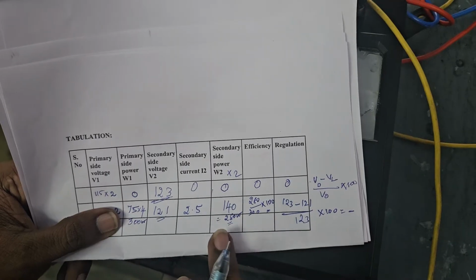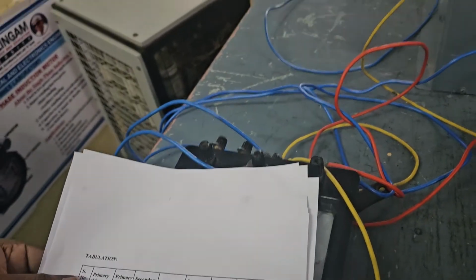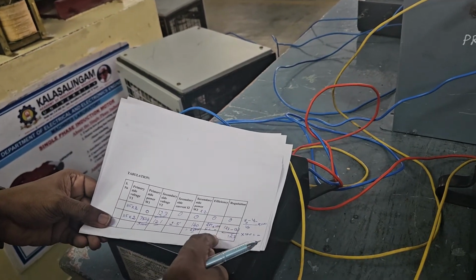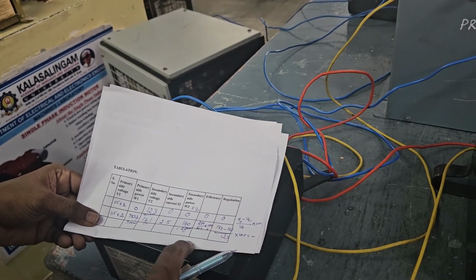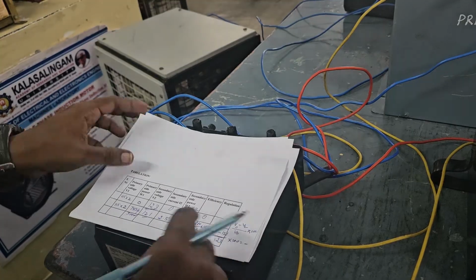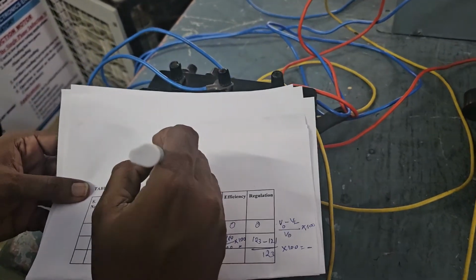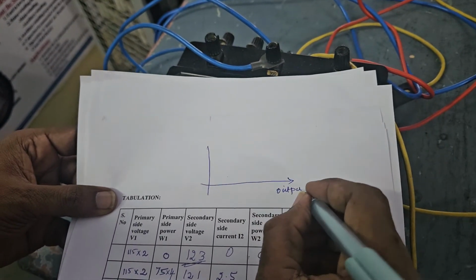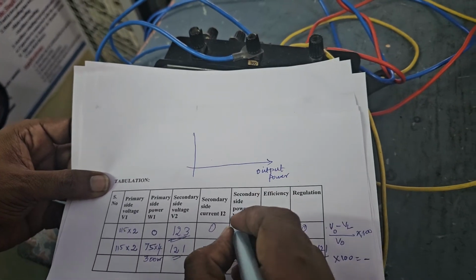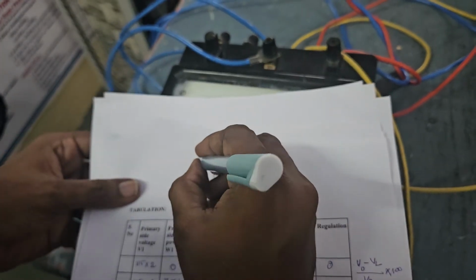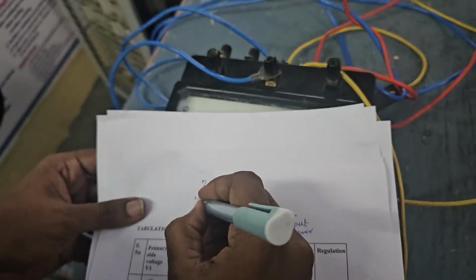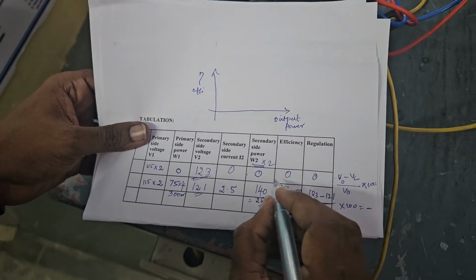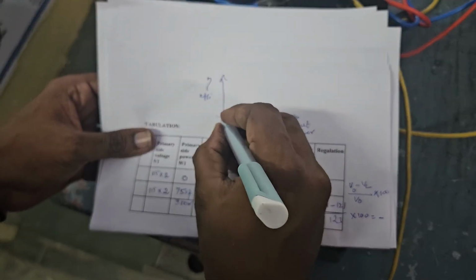So in the same way you repeat the same thing by adding a few more loads. For example, you switch on 2 more loads, record all the data and find out again the efficiency and regulation. Do the same thing for 3 more loads. After you do, you need to draw the performance graph by taking on the x-axis output power in terms of watts, which is this data. On the y-axis we take efficiency, and you should record for each reading what the output power is. For example, in the first case output power is 0, efficiency also 0, so you need to start from the origin.